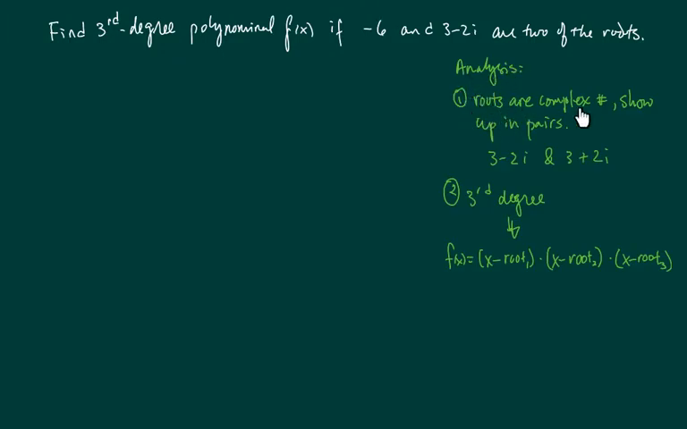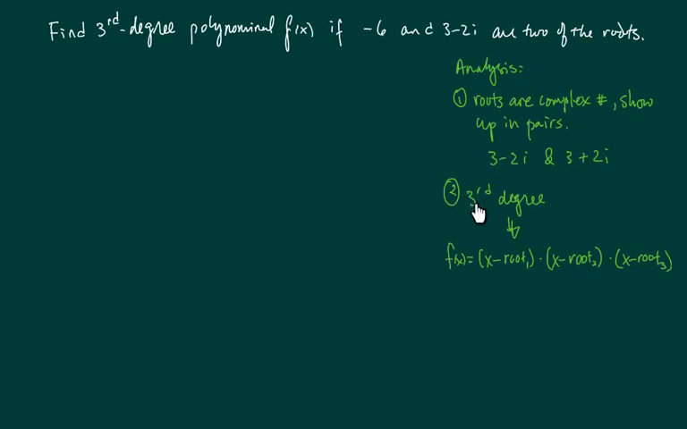Number 1, when roots are complex, they usually show up in conjugate pairs. That means the real part is the same, and the complex part, the imaginary part, is plus and minus. So that's one little clue here.